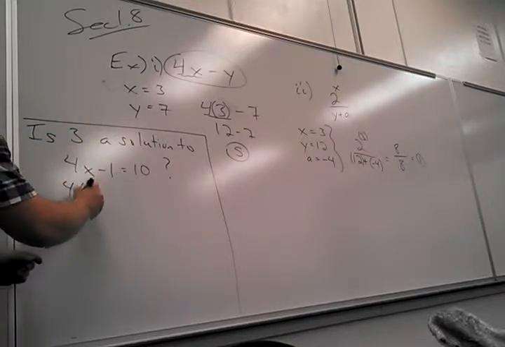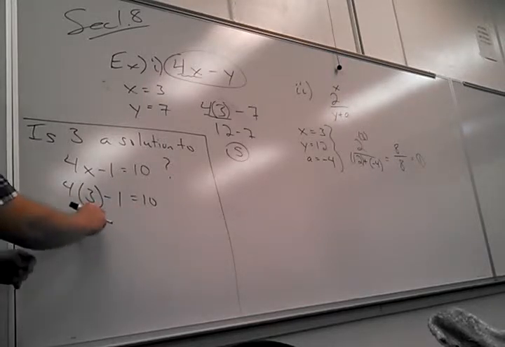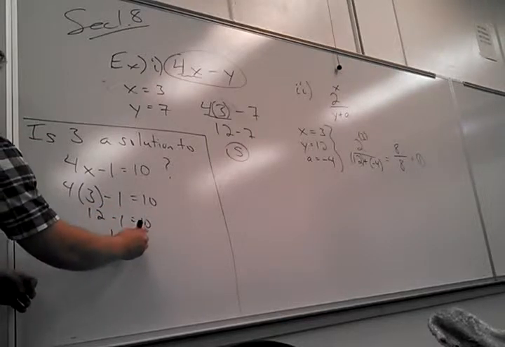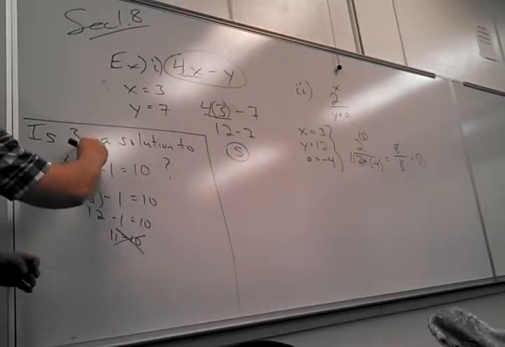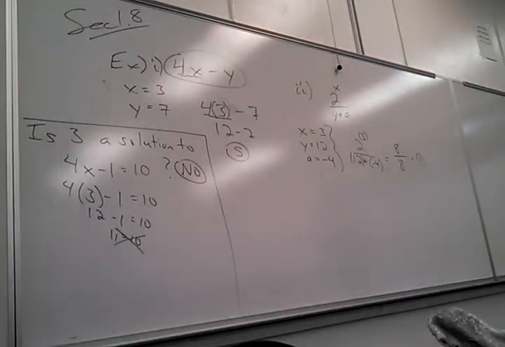So when you plug a 3 in, what do you get? You get 4 times 3 minus 1 equals 10. What's 4 times 3? 12 minus 1. You get 11 equals 10? No. So is 3 a solution? No. Is there a solution to this equation? Yes. It's just a fractional or a decimal answer, but it's just not 3. That's all I know right now.